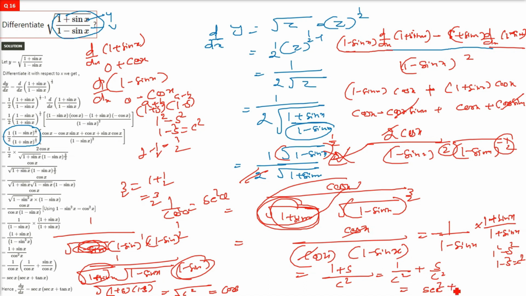Now you have sine by cos square. Sine by cos is tan, so one cos will remain in the denominator, and it will be sec x. So this sine by cos square is nothing but tan x and sec x. You can write it like this, sec x and tan x.